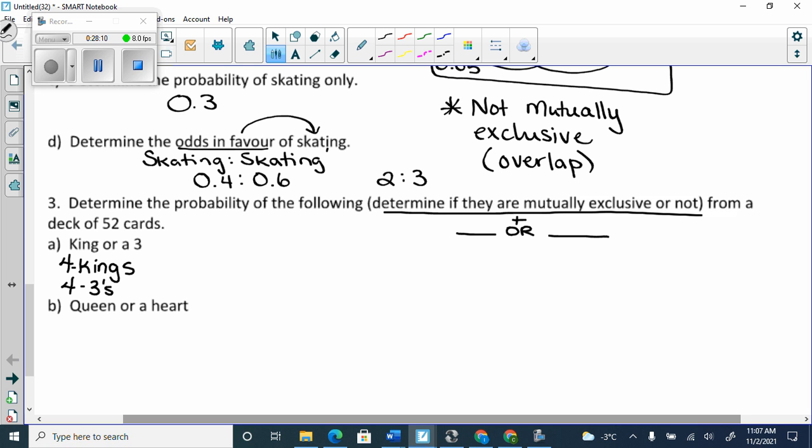We agree? Okay. Kings and 3s. Do they overlap at all? Are there any kings that are 3s and 3s that are kings? No, there's no such thing. So is this mutually exclusive or not? It's mutually exclusive.